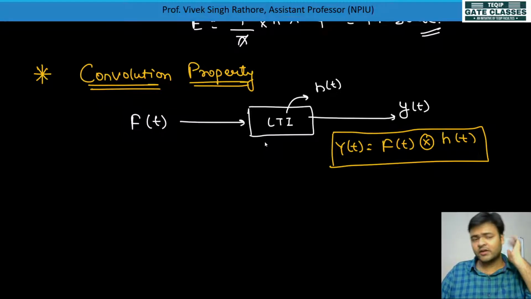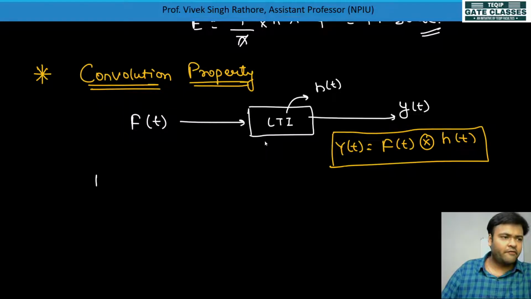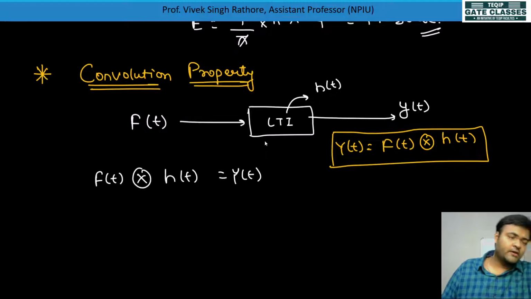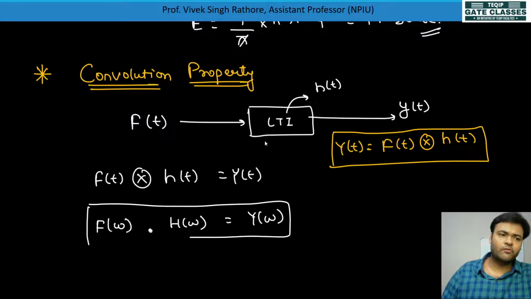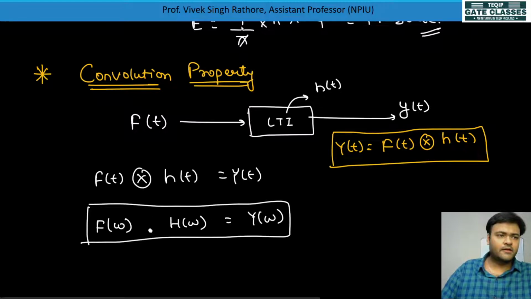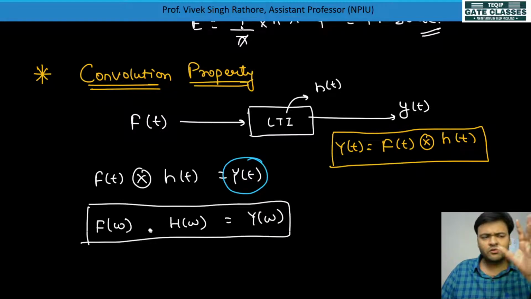So in the convolution property, what we need to see is that when f of t convolves with h of t, we get the output y of t. If we take the Fourier transform of f of t, we get f of omega, for h of t let's suppose we get h of omega, and this is y of omega. So if f of omega into h of omega is done, we'll get the Fourier transform of y of t. Means, if you want to calculate y of t from the convolution of f of t and h of t, you do not need to calculate the convolution. You just calculate f of omega, the Fourier transform of f of t, and h of omega, just multiply them, and you will get the answer. Very easy process for calculating convolution property.